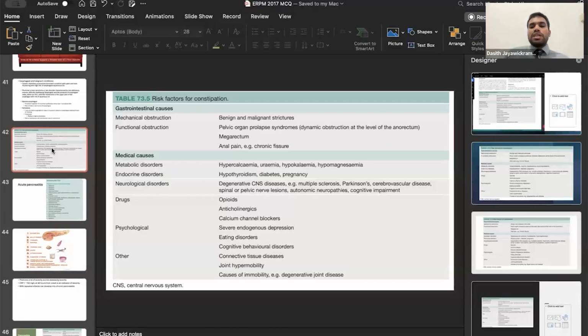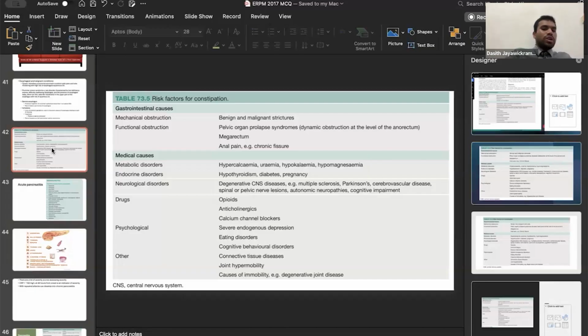But a lot of these patients get missed, the diagnosis gets missed, and sometimes they end up on long-term laxatives, which will not benefit them that much. So it is important for you to remember metabolic disorders, endocrine disorders, and other GI causes. So let's look at the questions.